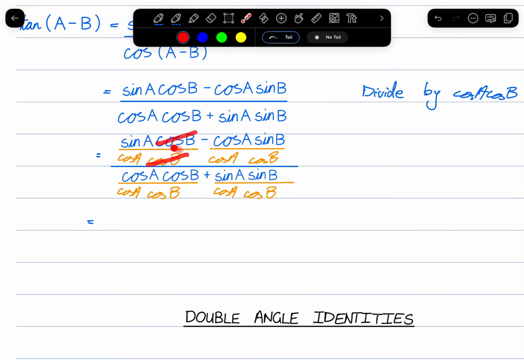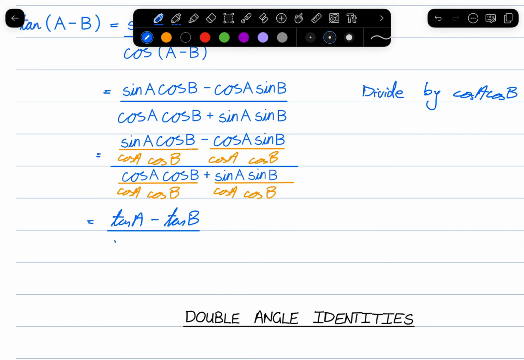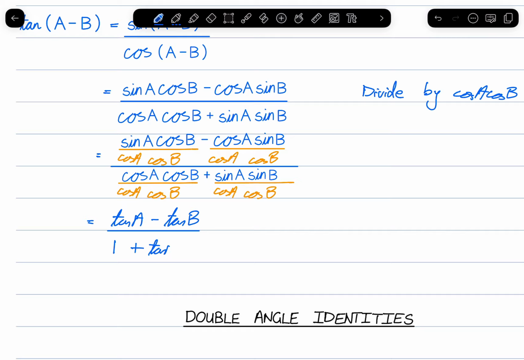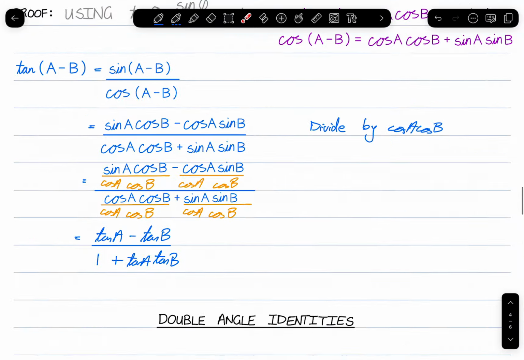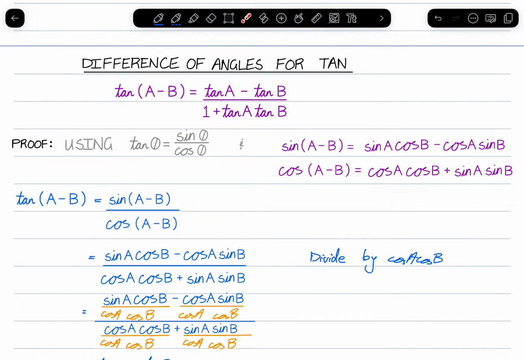And as you can see from this point, cos B cancels. We are left with sine A over cos A, so that's tan A. There's that minus, so minus. Cos A's cancel, leaving us with sine B over cos B, that's minus tan B all over. All of this becomes 1 plus, and I hope you can see here, sine A over cos A, sine B over cos B, that becomes tan A tan B. And there is our proof for the difference of angles for tan.